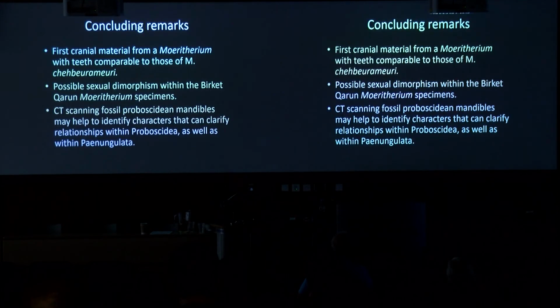So just a few concluding remarks: we suggest that we have the first cranial material from Moeritherium with teeth comparable to those of Moeritherium chebarameri. We may have some sexual dimorphism within the Birket Qarun Moeritheriums and also other Moeritherium sites, and that CT scanning fossil proboscidean mandibles may help to identify characters that we can use to really understand the relationships better within Panungulata.